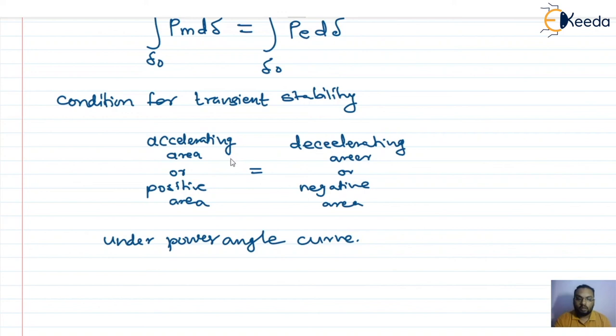In the next lecture, we will see when the system is subjected to a sudden change, either a change in the load or a change in the mechanical power. We will analyze how the system behaves, and see how to obtain the condition for transient stability in that case using the same concept, the equal area criterion.